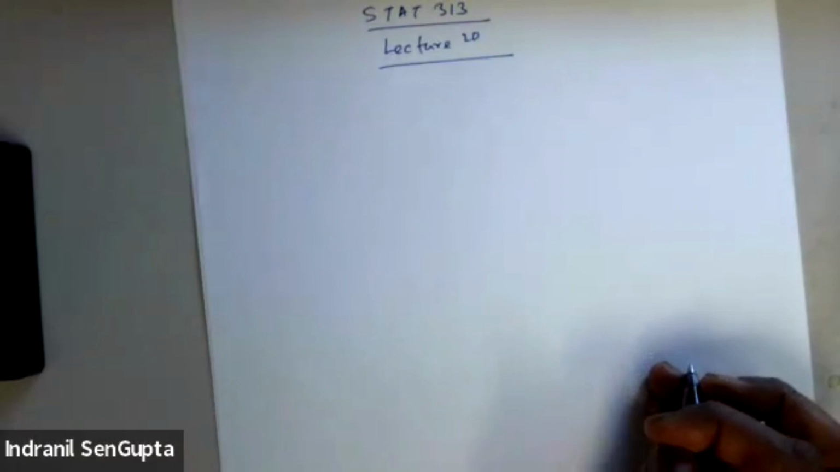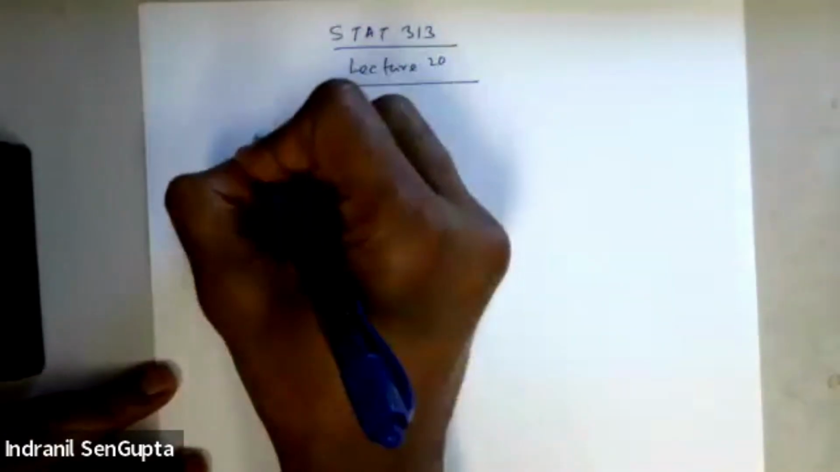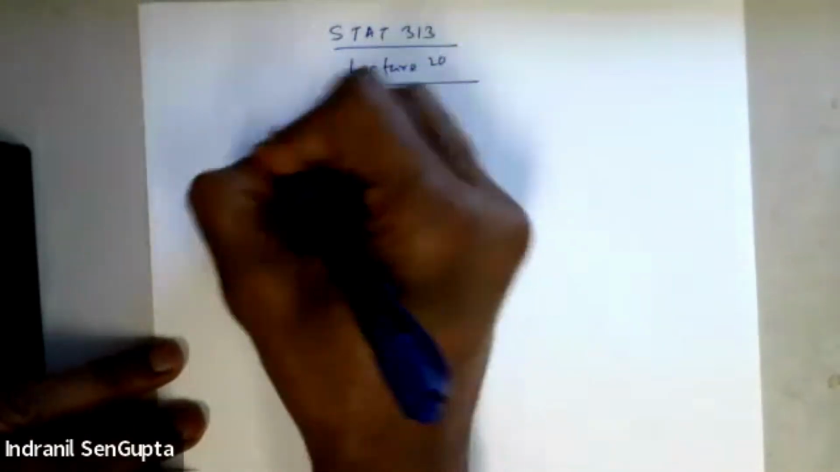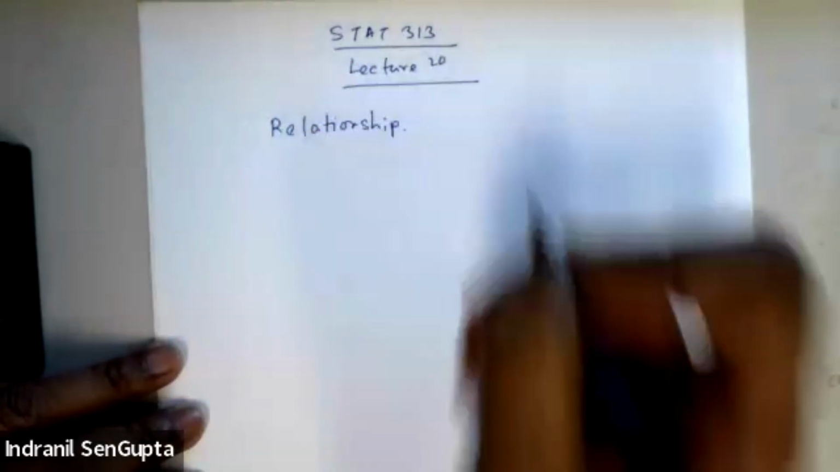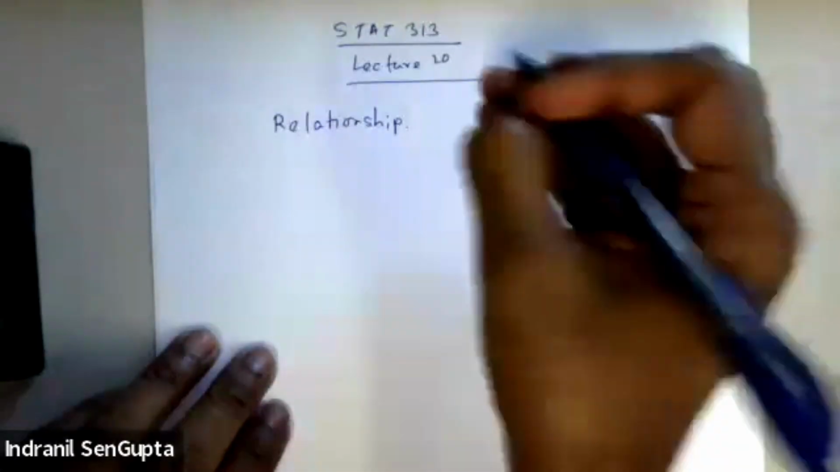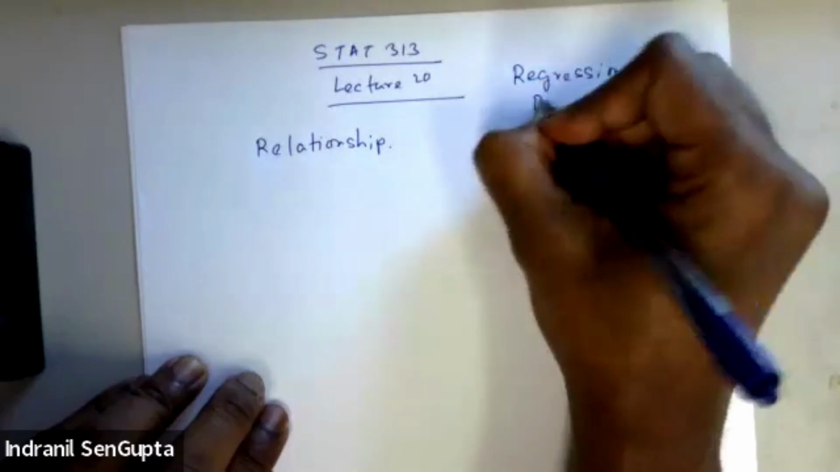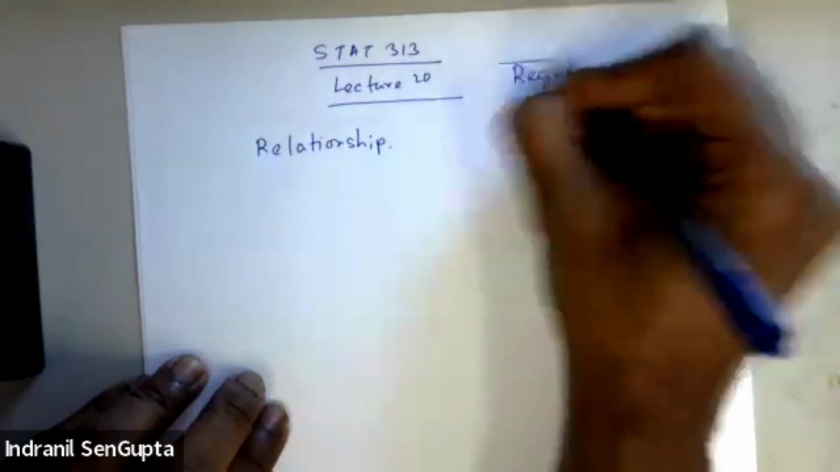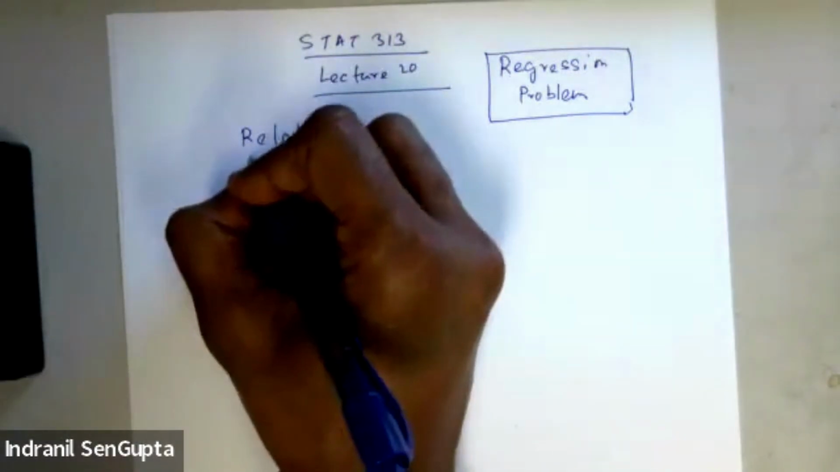So what happens is many times we are interested in getting a relationship between two variables. So the deal is to find what is the relationship between them. By the way, it's a regression problem. So regression is the name of the chapter. So we are really interested in the relationship between two variables.